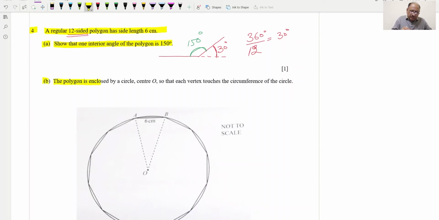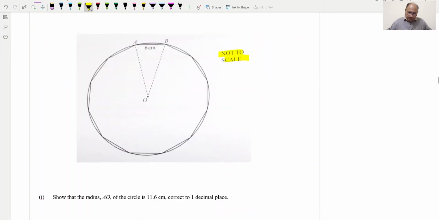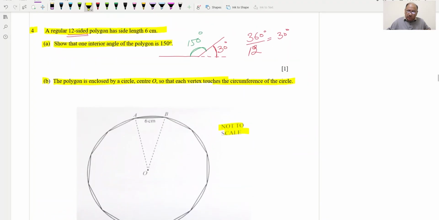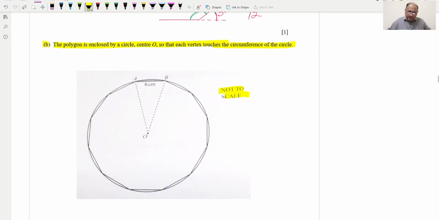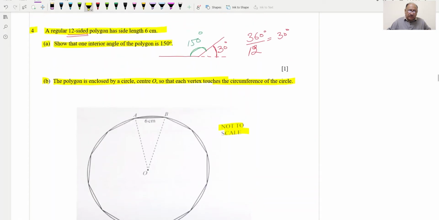B part, the polygon is enclosed by a circle center O so that each vertex touches the circumference of the circle. Diagram is not to scale, and what we have to do, part 1, show that the radius OA of the circle is 11.6 centimeter, correct to one decimal place. So correct to one decimal place, it is 11.6.